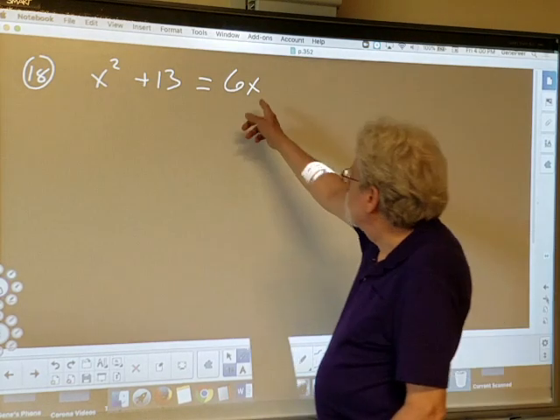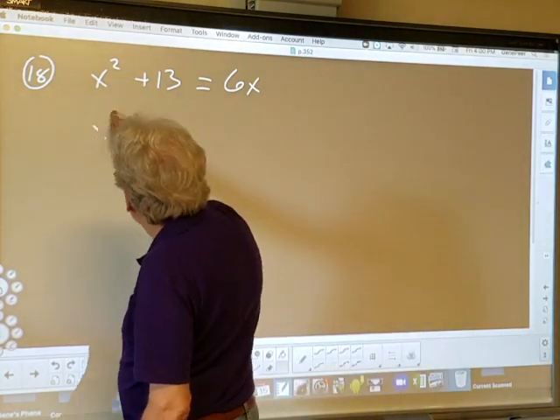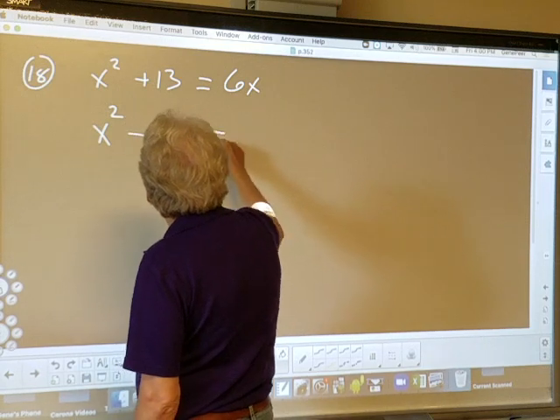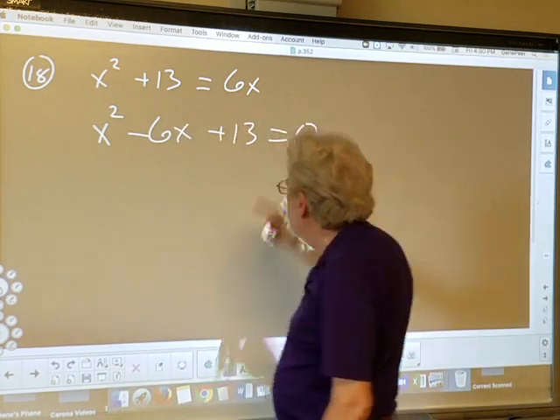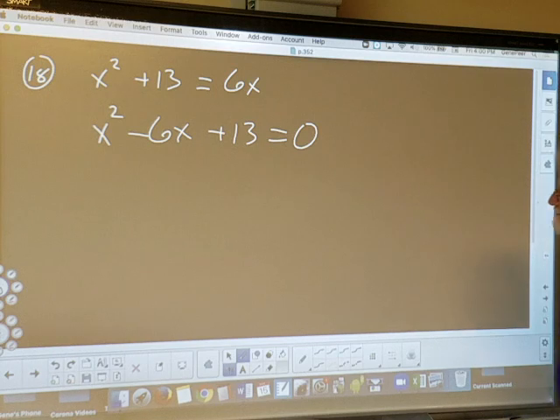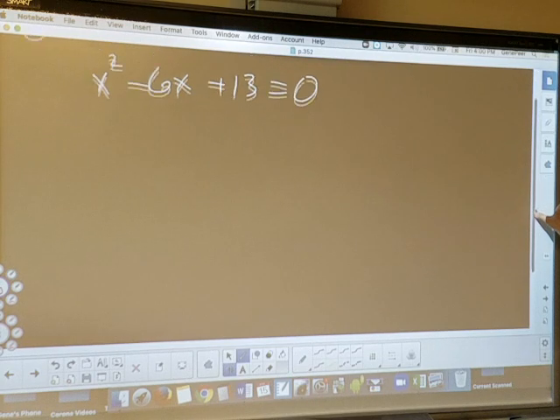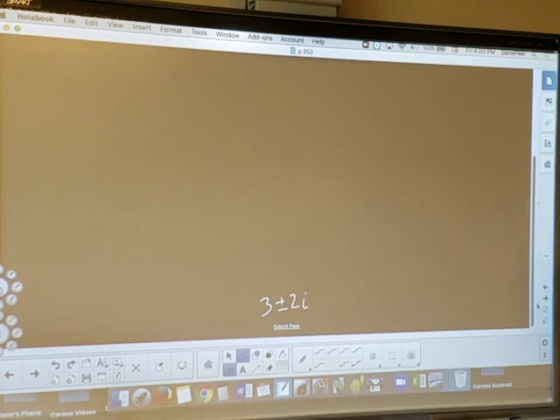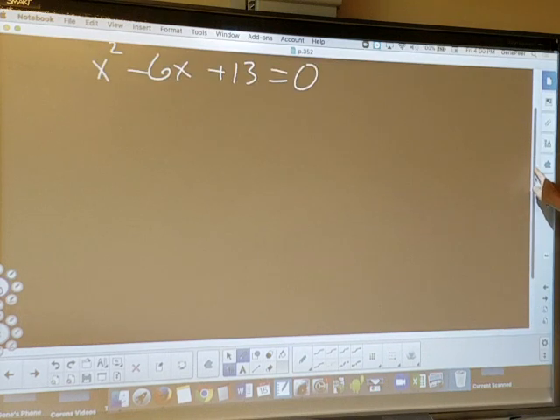This guy, of course, we got to move the 6x to the other side. X squared minus 6x plus 13 equals 0. And we dive in. There's nothing unusual about this. I'm not going to bore you by going through all the details again. Let's just jump down to the correct answer, which ends up being 3 plus or minus 2i.